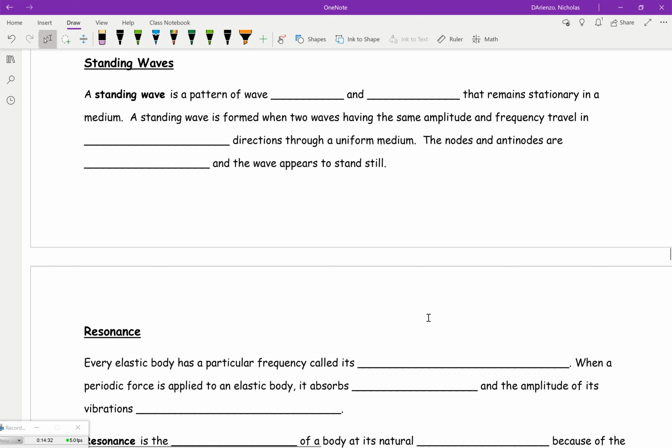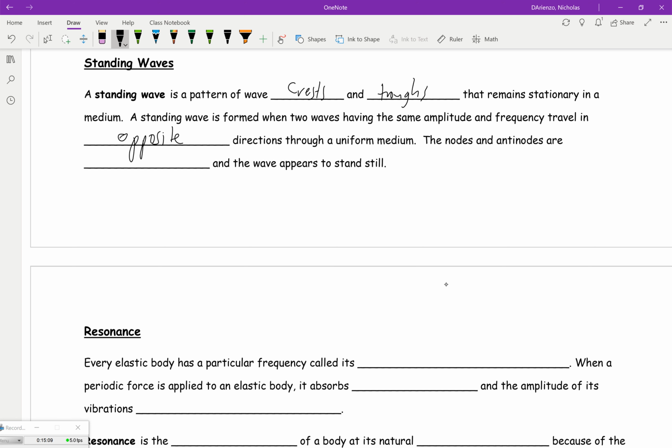A standing wave, another phenomenon that we're going to learn about, is a pattern of wave crests and troughs that remain stationary in a medium. A standing wave is going to be formed when two waves that have the same amplitude and frequency travel in opposite directions through a uniform medium.